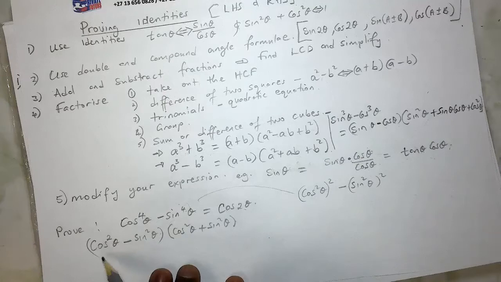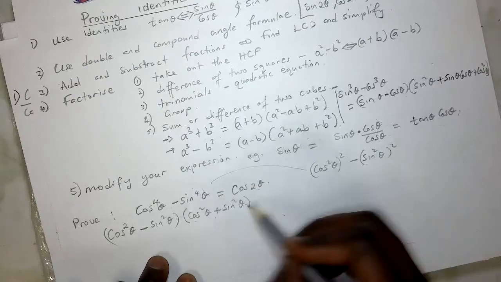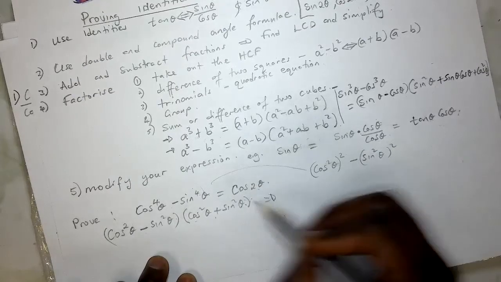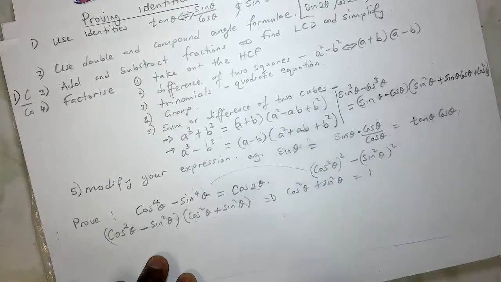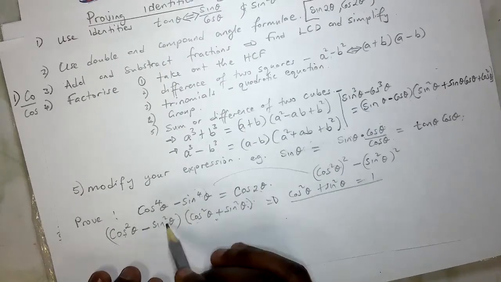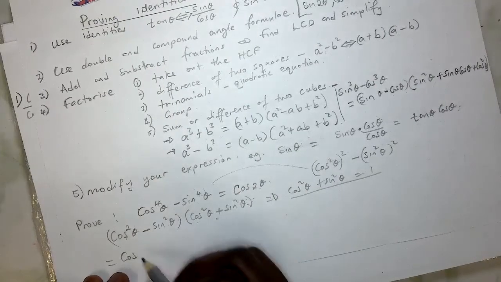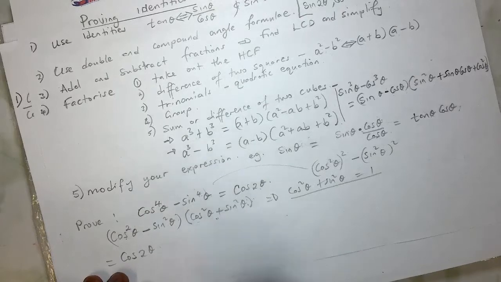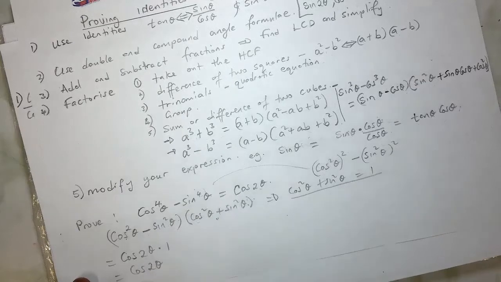That's why I'm saying here is cos squared theta minus sine squared theta. But what do we know about cos squared theta plus sine squared theta? This is equal to 1, an identity. So this one is going to give us 1. But what is cos squared theta minus sine squared theta? It's one of the expressions for cos 2 theta. So it's just going to be cos 2 theta times 1, which is equal to cos 2 theta. That's our answer there. Okay.